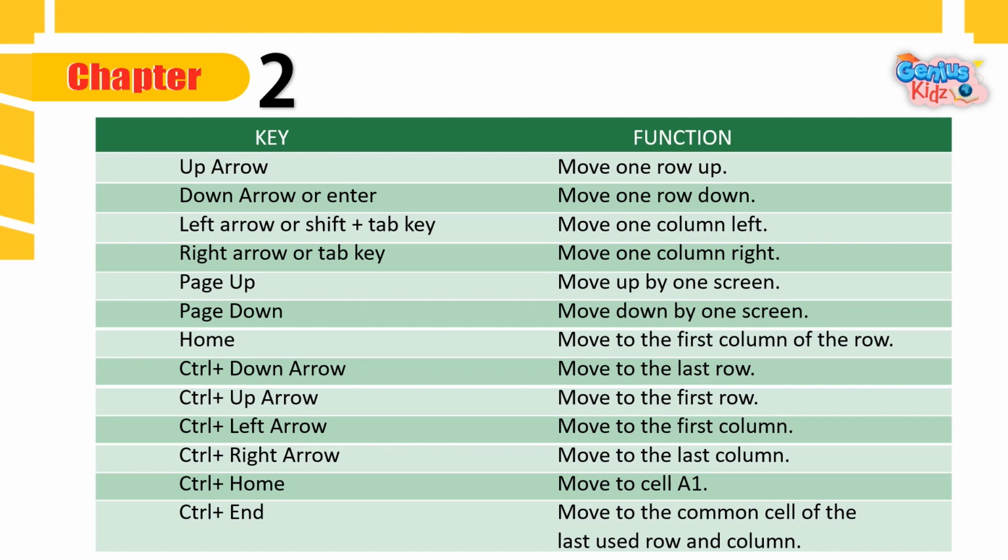Control plus Left arrow: move to the first column. Control plus Right arrow: move to the last column. Control plus Home: move to cell A1. Control plus End: move to the common cell of the last used row and column.